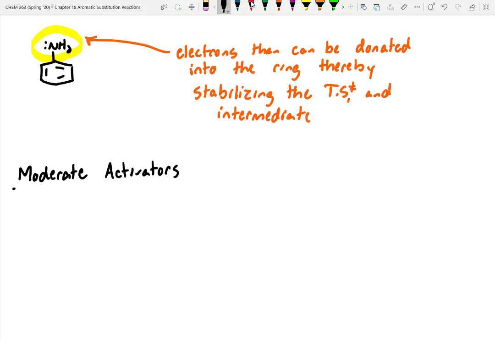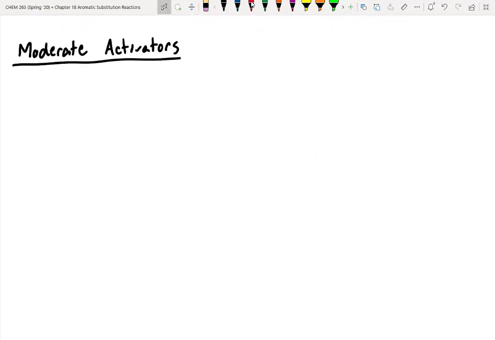And as you can imagine, moderate activators are still fast, but not as fast as the strong activators. So they're kind of in the middle here. So let's take a look at what's going on with moderate activators. All right, with moderate activators, we've got a situation like this, where you'd look at this and you'd say, well, I've got a lone pair here that can donate electron density into the ring. So wouldn't this be the same example as above, where it could stabilize the transition state and intermediate? Yes, absolutely. However, it does have resonance where it's pulling in the other direction.